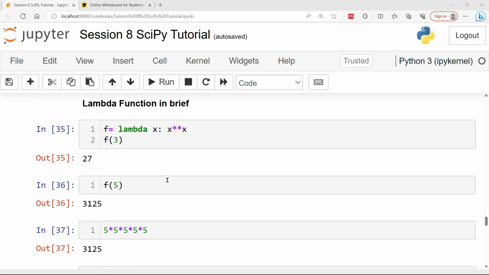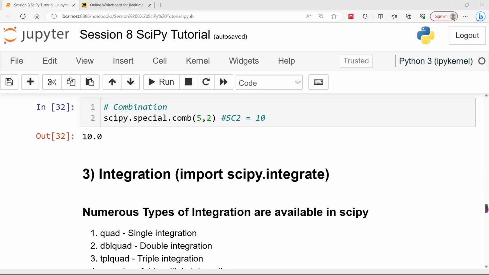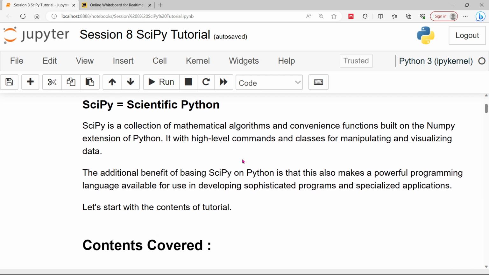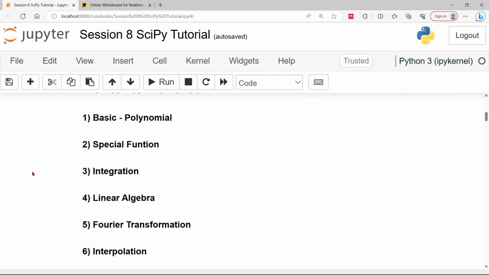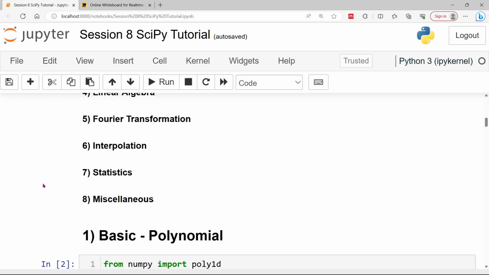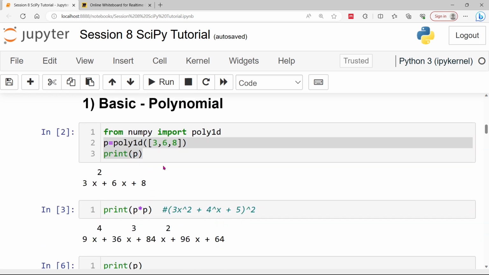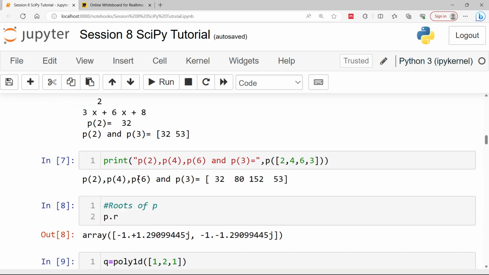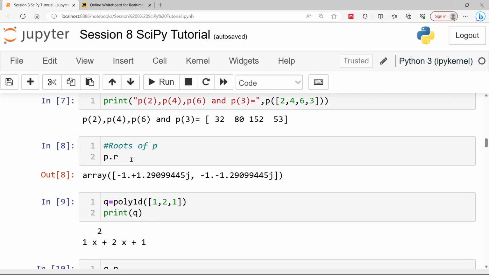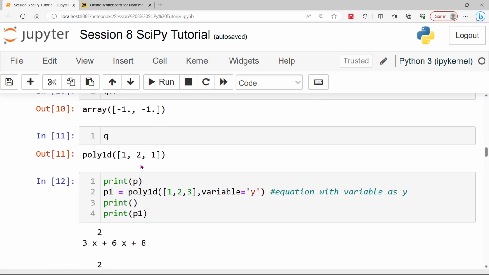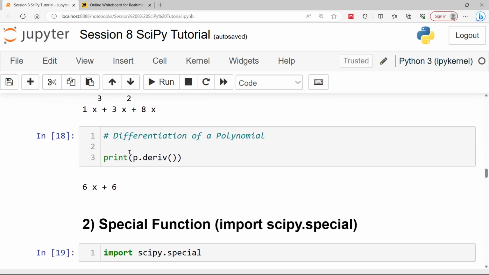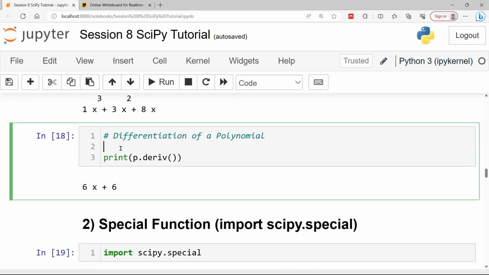Let me recap one more time what we have covered till now. In this session, we have covered the scipy tutorial. This is all about the scipy functions. More, you can go for basic polynomial, integration, linear algebra, interpolation, statistics that are remaining, which are the advanced part of this session. Then we have covered the polynomial, one dimensional, two dimensional, multiplication of polynomials, roots of this one, polynomial 1, polynomial 2, integration of this part. Then we saw the differentiation of this value.